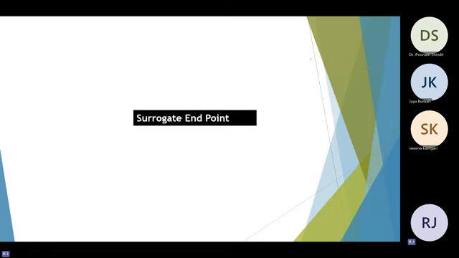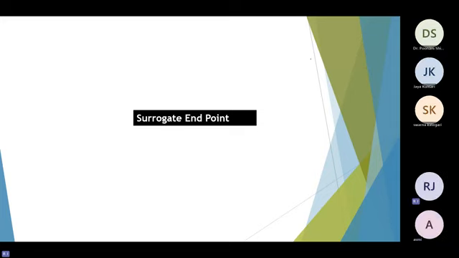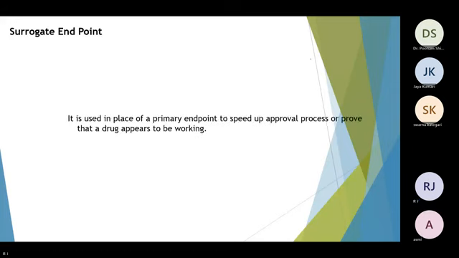Now we heard about primary endpoint and secondary endpoint. One more endpoint is there, that is called surrogate endpoint. Now we learn about the surrogate endpoint. So what is a surrogate endpoint? A surrogate endpoint is used in place of the primary endpoint, okay, to speed up the approval process or prove that the drug appears to be working. So why are surrogate endpoints used?